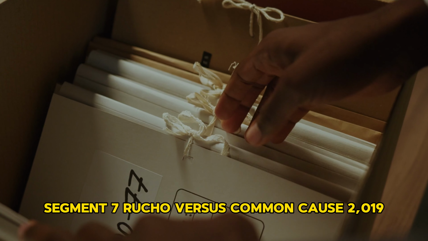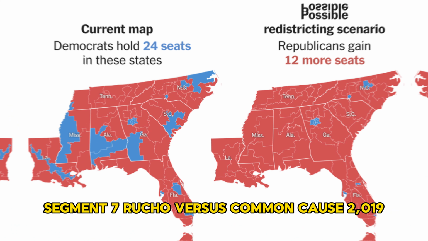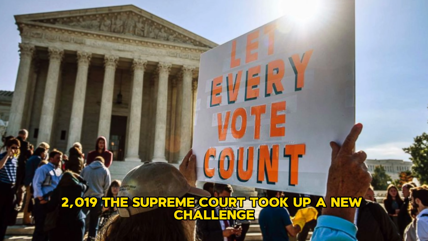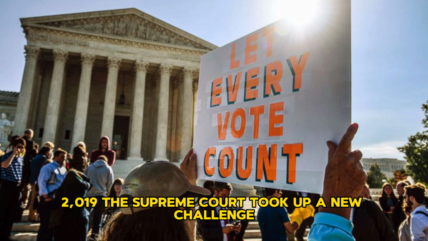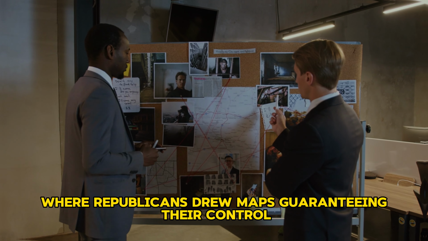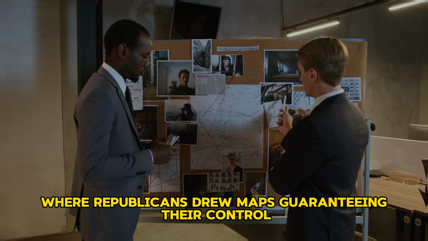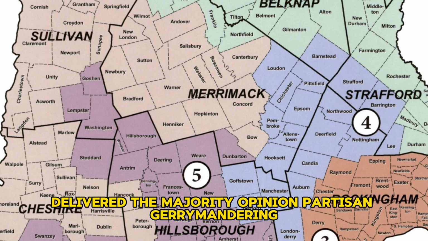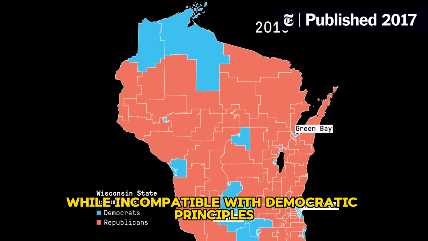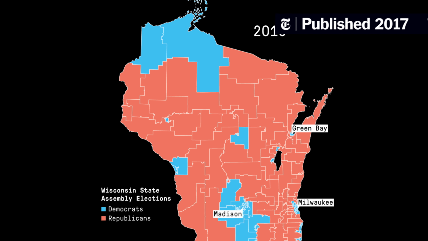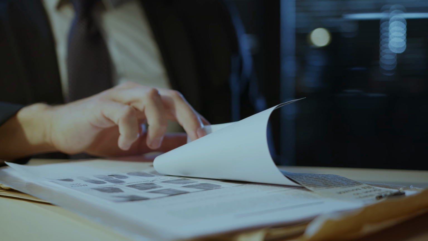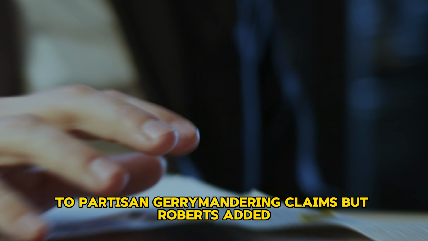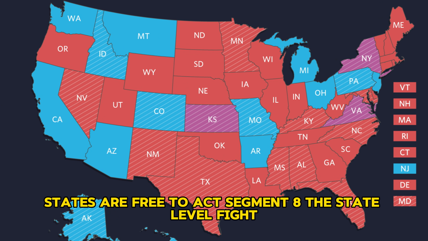Segment 7. Rucho versus Common Cause, 2019. The final blow. Finally, in Rucho versus Common Cause, 2019, the Supreme Court took up a new challenge. Again from North Carolina, where Republicans drew maps guaranteeing their control. This time, Chief Justice John Roberts delivered the majority opinion. Partisan gerrymandering, while incompatible with democratic principles, was not something federal courts could fix. The decision effectively closed the federal courthouse doors to partisan gerrymandering claims. But Roberts added, "States are free to act."